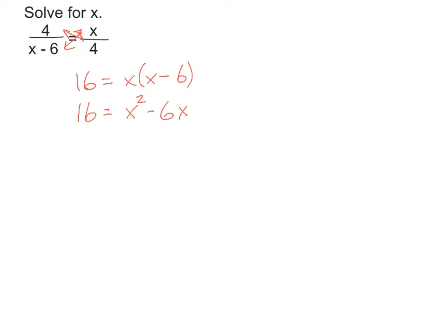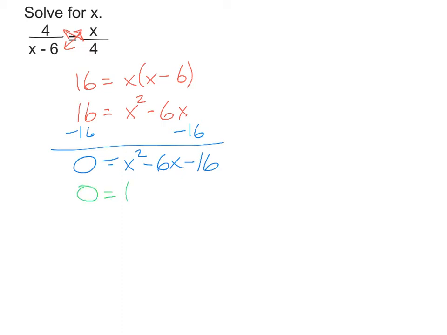Notice we have an x squared. We always solve these, or several of the methods we learned to solve these was by getting it equal to 0. So 0 equals x squared minus 6x minus 16. And then we look to factor. If we can factor this, then we'll be able to get our solutions pretty quickly.